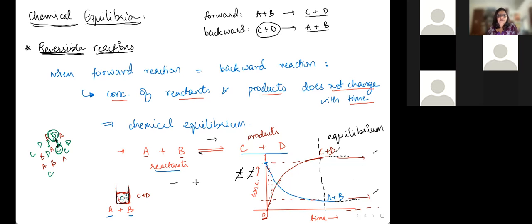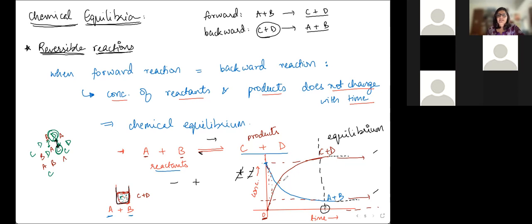Now it's important to note that this happens after some time. That's why I drew a dotted line here. How much time will it take? After how much time equilibrium is created will depend on a lot of factors. It depends on the spontaneity, like how feasible the forward reaction and backward reaction are. It depends on the temperature. It depends on the pressure. That's what we're going to study in this whole chapter, the first section of it.